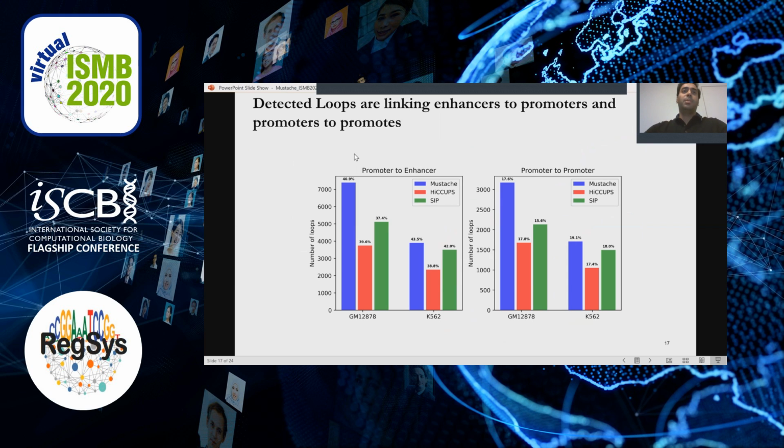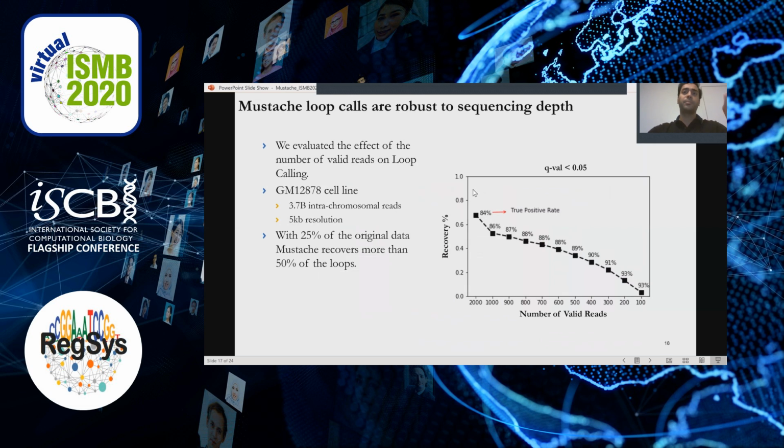In the next step, we check how many and what percentage of the loops are connecting promoters to promoters or promoters to enhancers. And again, you can see the blue Mustache is finding many more loops connecting promoter to enhancer with a better percentage, and that's the same for promoter to promoter.